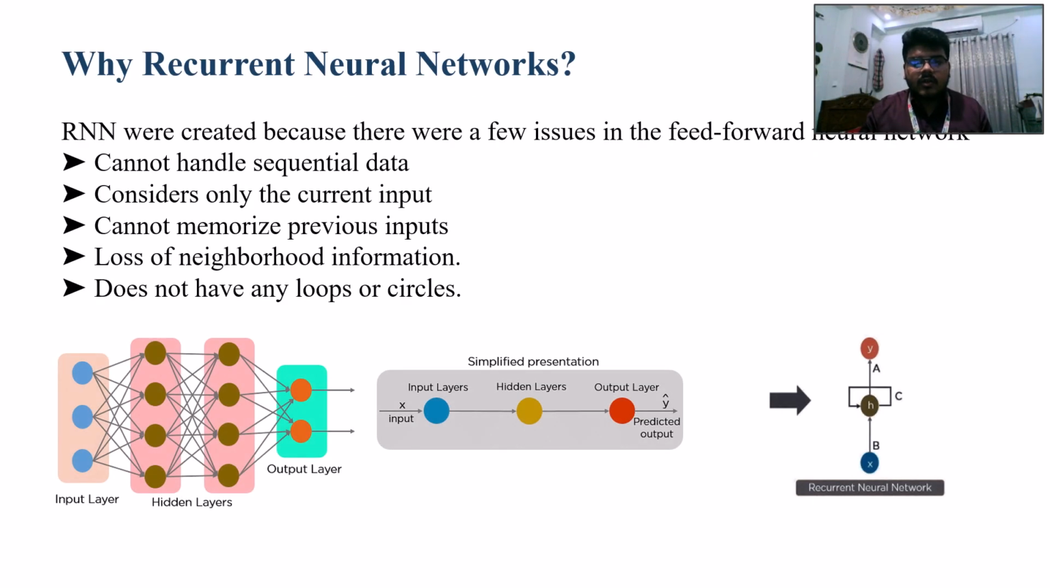Why does a recurrent neural network work? RNNs were created because there were a few issues in the feed-forward neural network. A feed-forward neural network cannot handle sequential data, considers only the current input, cannot memorize previous inputs, loses neighborhood information, and doesn't have any loops or circles. Here we can see that in RNN there are an input layer, hidden layer, and output layer. In the input layer we give the input, in the hidden layers all the calculations happen, and the output layer predicts our output.